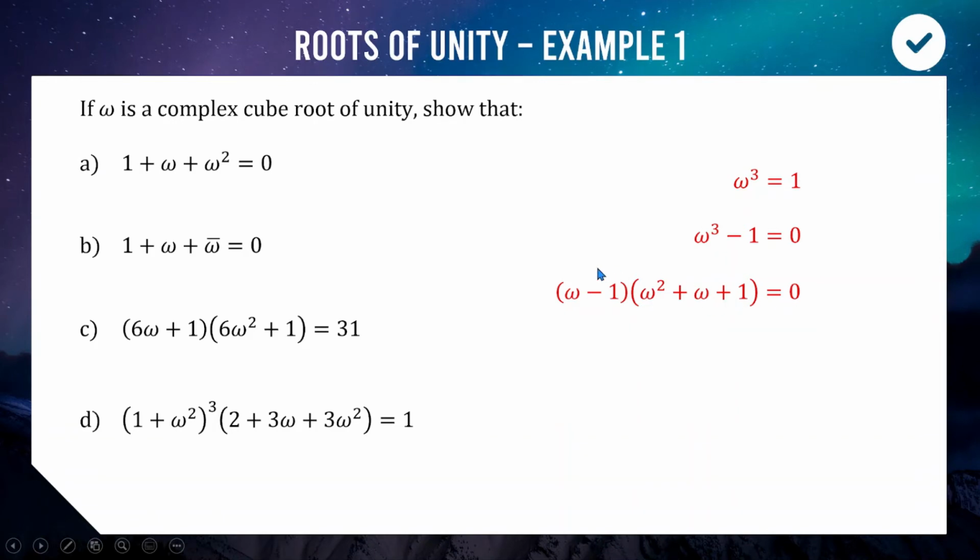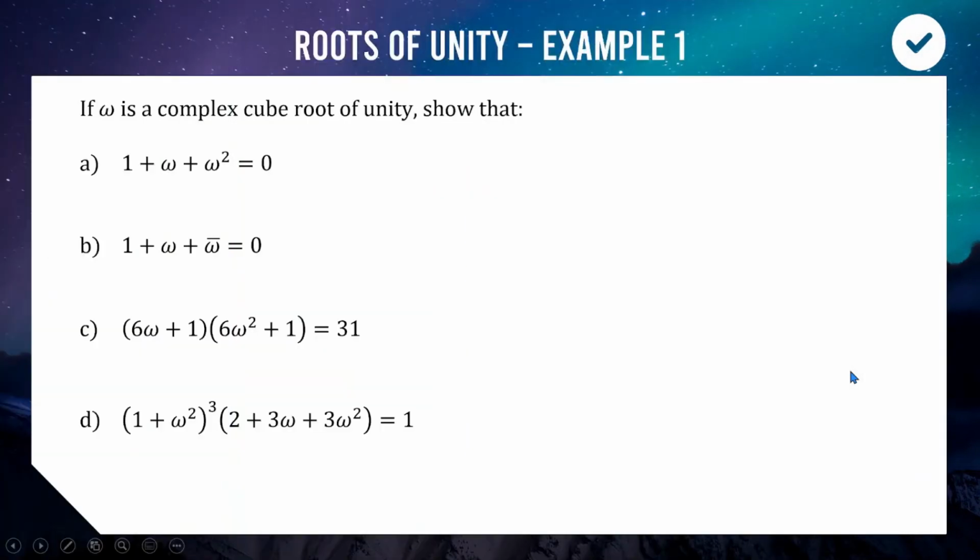So the real cube root of unity is obviously going to be 1 if we set the bracket at the front equal to 0. But because the question said omega is a complex cube root of unity, it must be coming from this second bracket here. Omega squared plus omega plus 1 is equal to 0, which is essentially what we were asked to show in part A. So that's how we do it: just setting up your equation, factorizing, and then solving equal to 0 using the complex part and ignoring the real part.